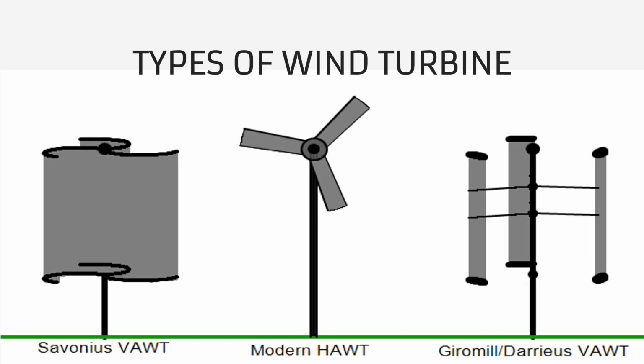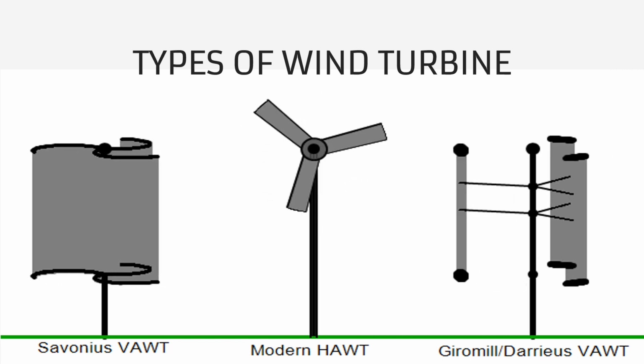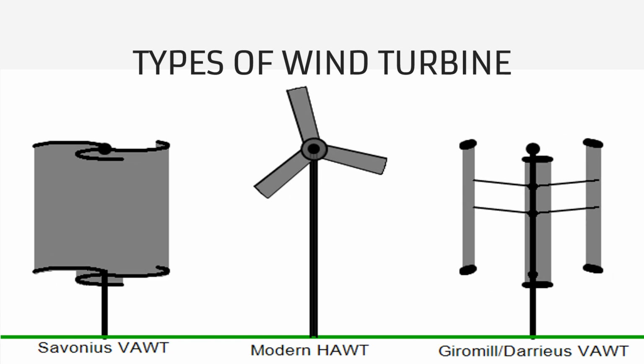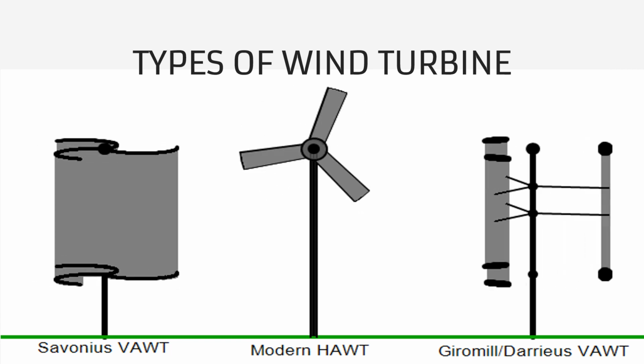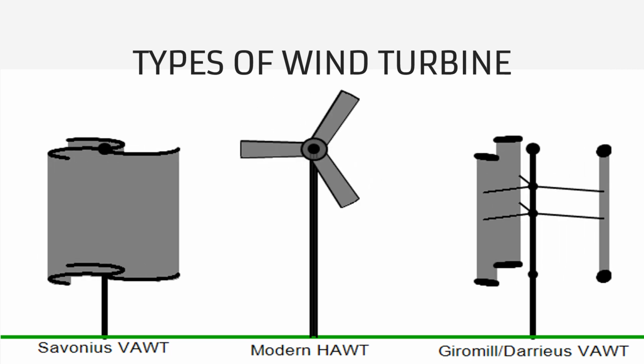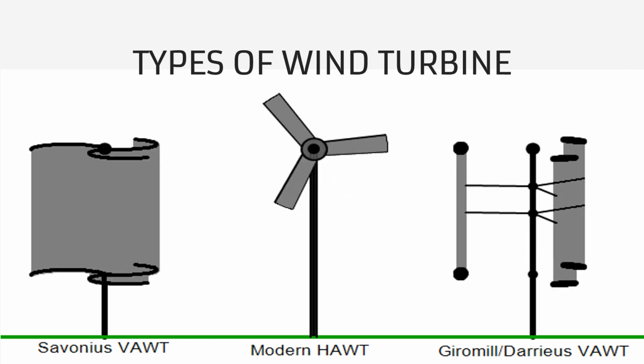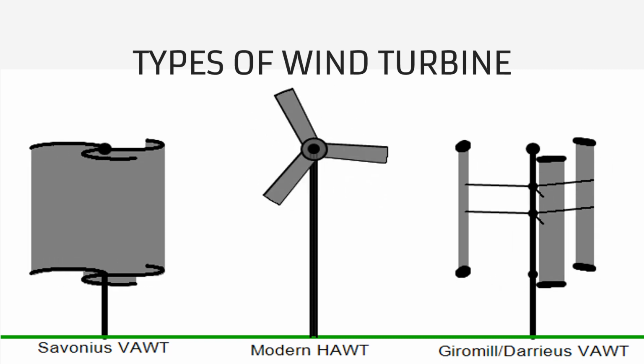There are two types of horizontal axis wind turbine, upwind and downwind. In upwind turbines, the rotor is positioned upwind of the tower, meaning that the wind hits the blade before it reaches the tower. In downwind turbines, the rotor is positioned downwind of the tower, meaning that the wind passes over the tower before it hits the blades.